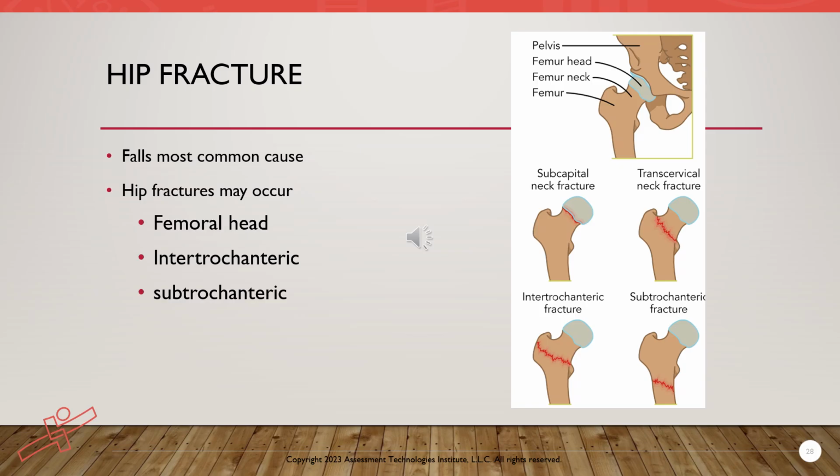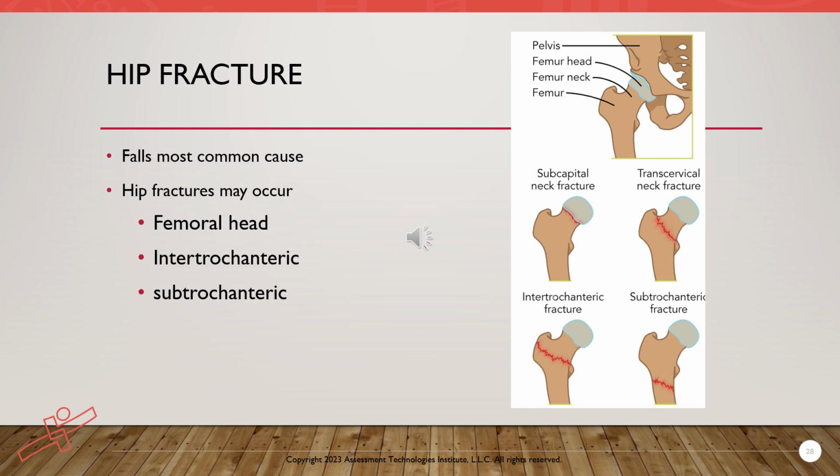The nursing process for a hip fracture: assess pain level and location, neurovascular status of affected and unaffected limb, leg shortening and rotation, mobility level and fall history, surgical wound if post-op, respiratory status, skin integrity, vital signs, and psychosocial concerns.